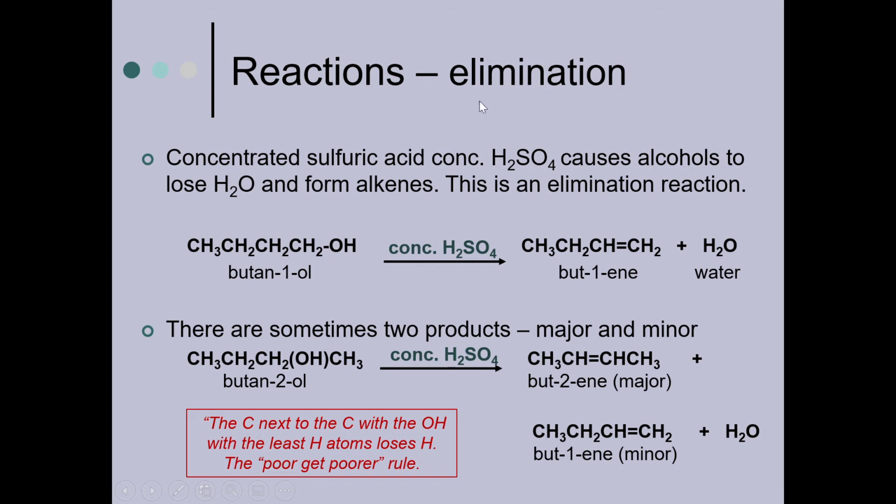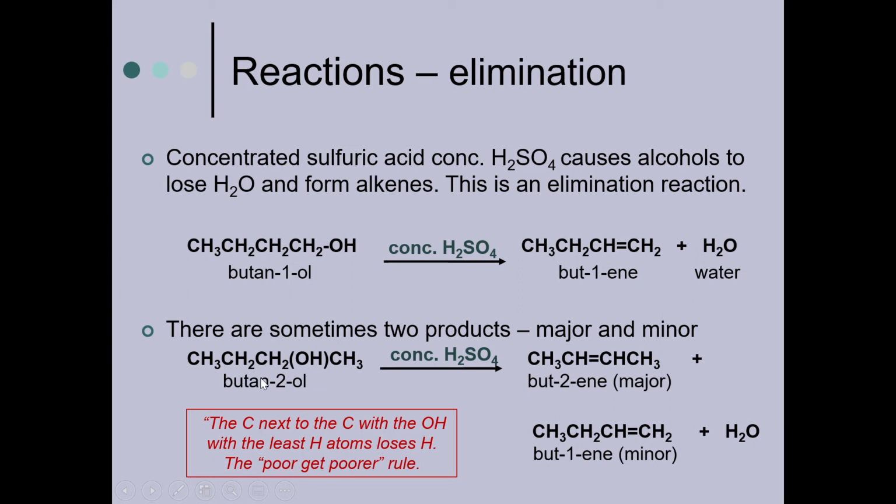So what is eliminated is a water molecule. Elimination takes a small molecule off the molecule to produce the double bond. So here we have butan-1-ol being converted by concentrated sulfuric acid into but-1-ene. Now there's only one possible product here because the OH comes off the end carbon, so the hydrogen to make the water must come off the adjacent carbon, the next carbon in the chain.